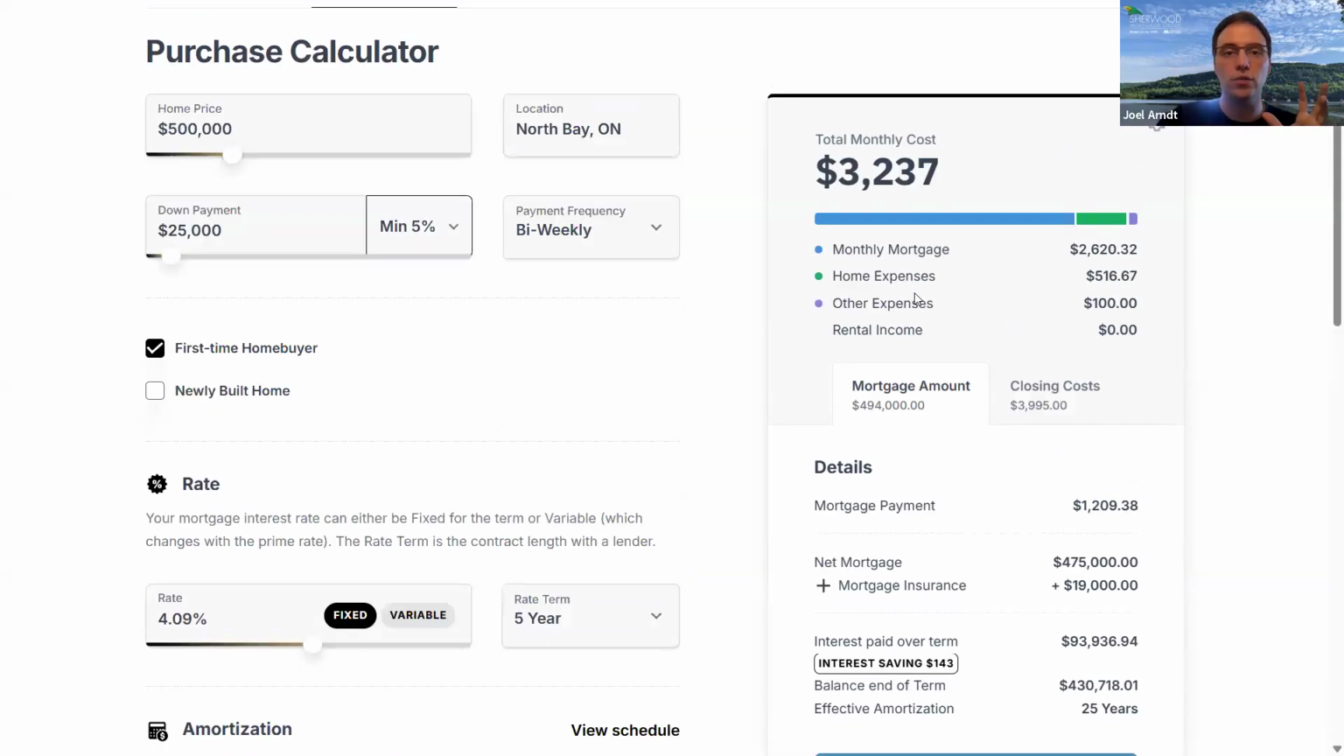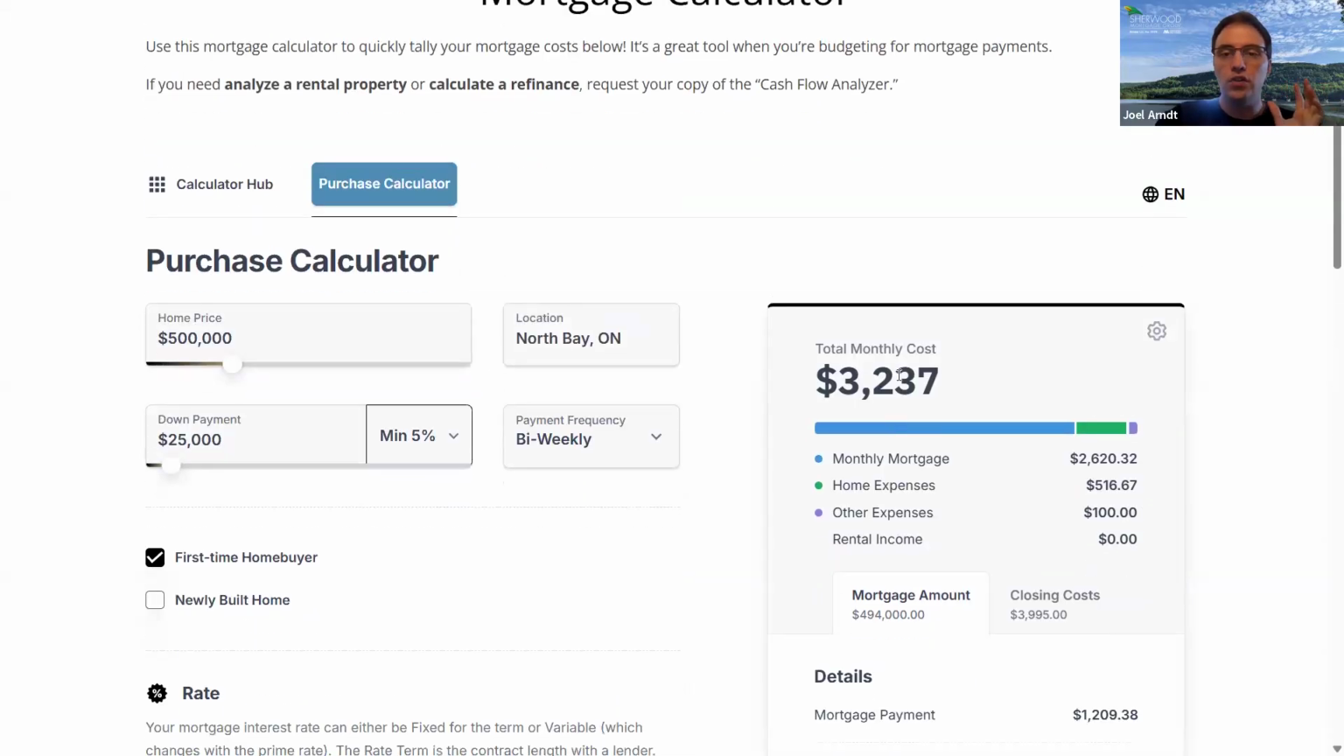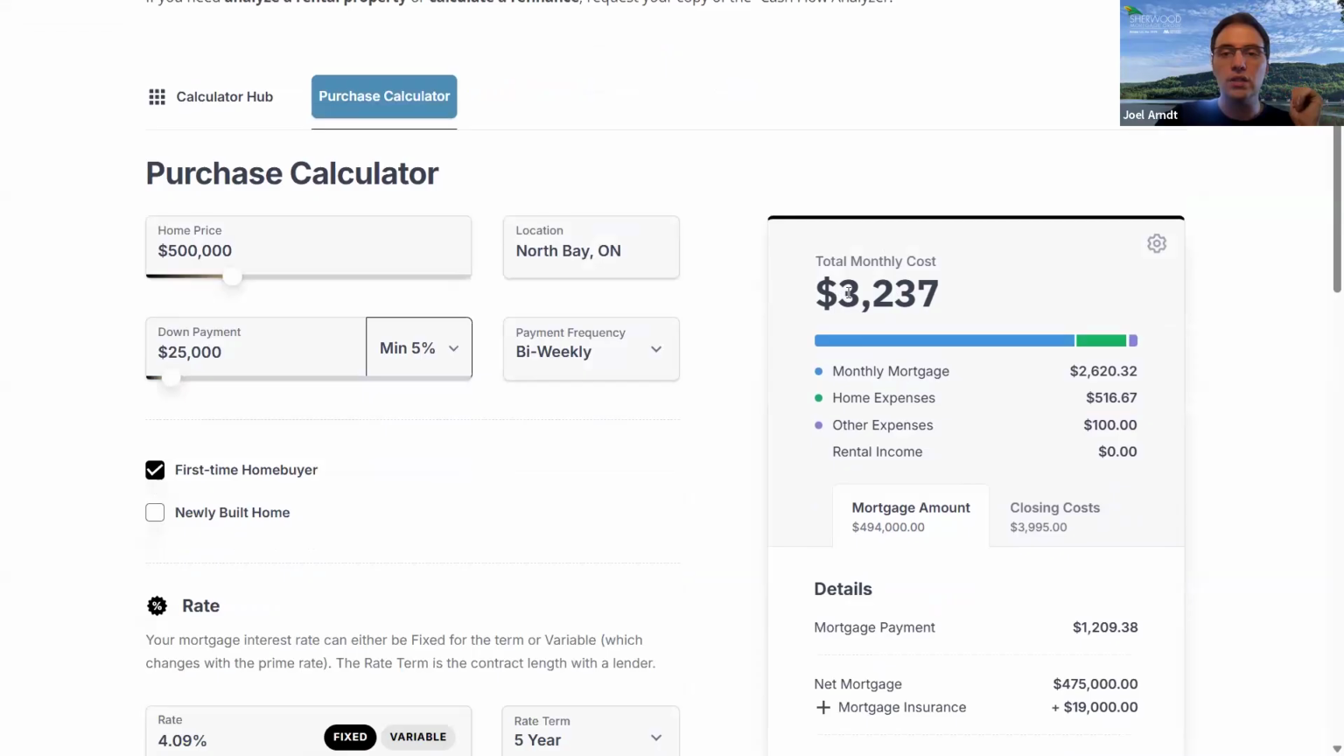Okay, so let's look at the results so far. Total monthly cost is 3237 in this case, in this scenario. Again, this is not what your specific mortgage will look like. It's going to be different based on your property taxes and your financial situation. So just take this entire video as a general guide to running numbers as you're looking at houses.